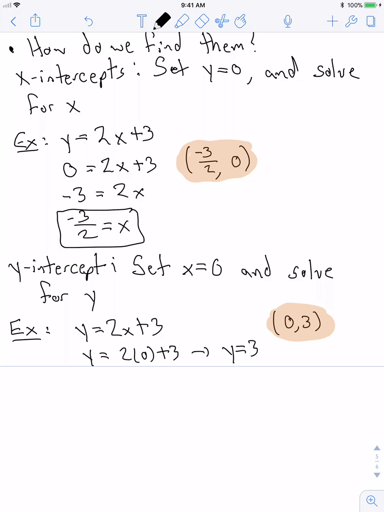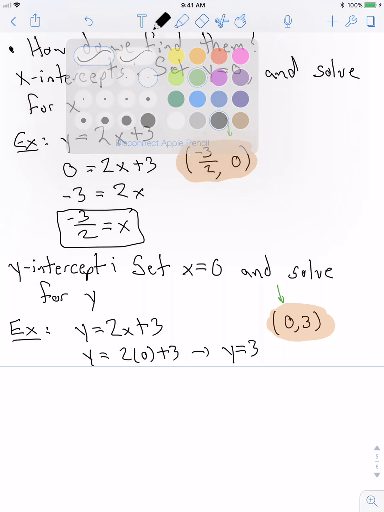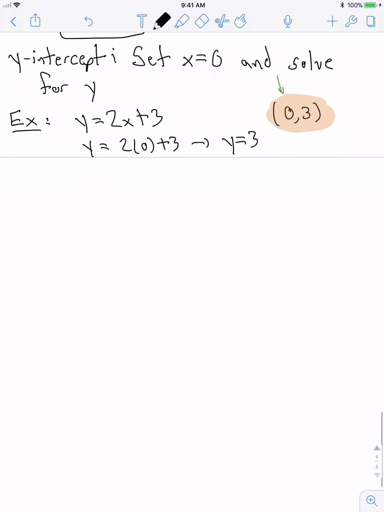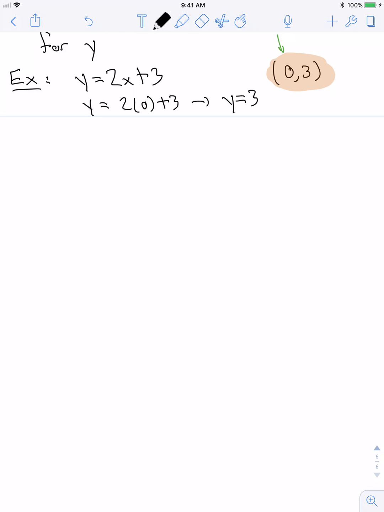So remember here, for the x-intercept, y is always 0, and for the y-intercept, x is always 0. If we remember that, they're quite easy to find. And we'll see more uses of these as time goes on. For now, we're just introducing the idea, and so we'll move on to symmetry.